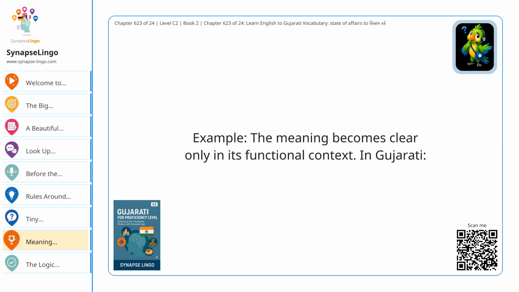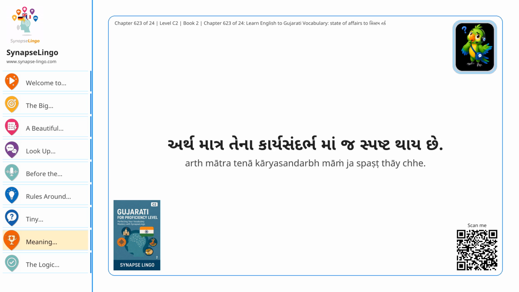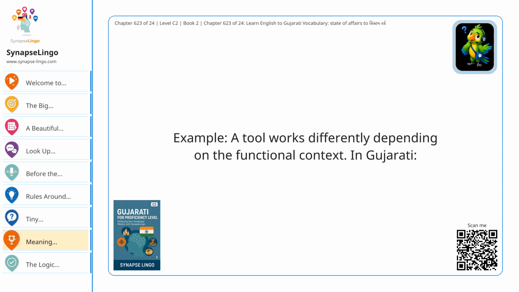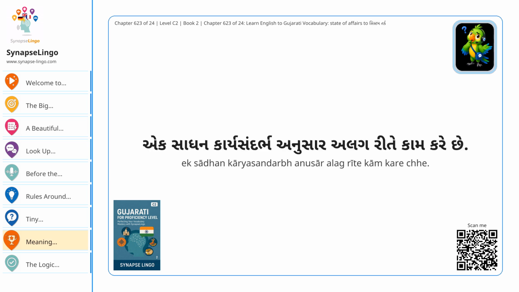Example. The meaning becomes clear only in its functional context. In Gujarati. અર્થ માત્ર તેના કાર્ય સંદર્ભમાં જ સ્પષ્ટ થાય છે. Example. A tool works differently depending on the functional context. In Gujarati. એક સાધન કાર્ય સંદર્ભ અનુસાર અલગ રીતે કામ કરે છે.